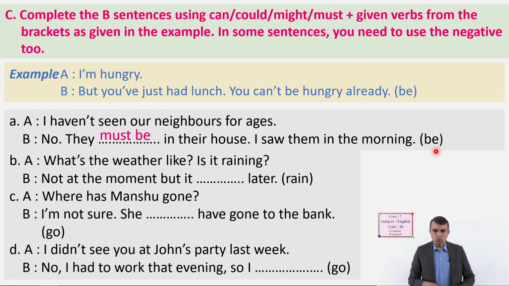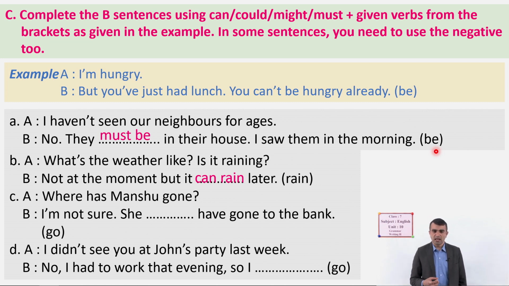Now, number B. A says, what's the weather like? Is it raining? And then B says, not at the moment, but it blank space later. It's not raining at the moment, but it can rain. Is it so? Well, what's the weather like? Is it raining? Not at the moment, but it can rain later.